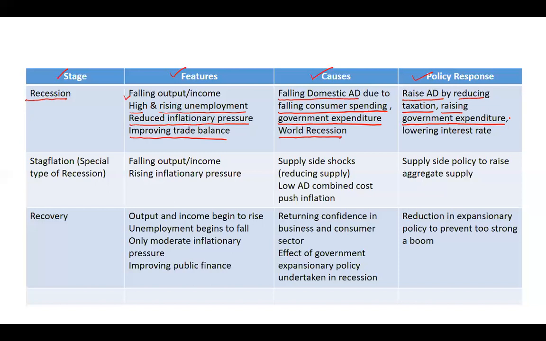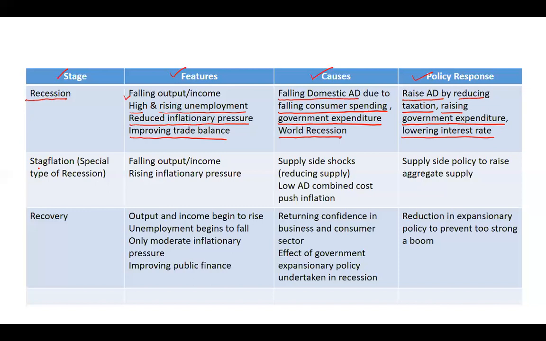Another monetary policy measure is to lower the interest rate. So what would be the consequences? If you reduce the interest rate, the public will get loans from the bank, and as a result, their spending power will increase, and as a result, aggregate demand will increase as well.